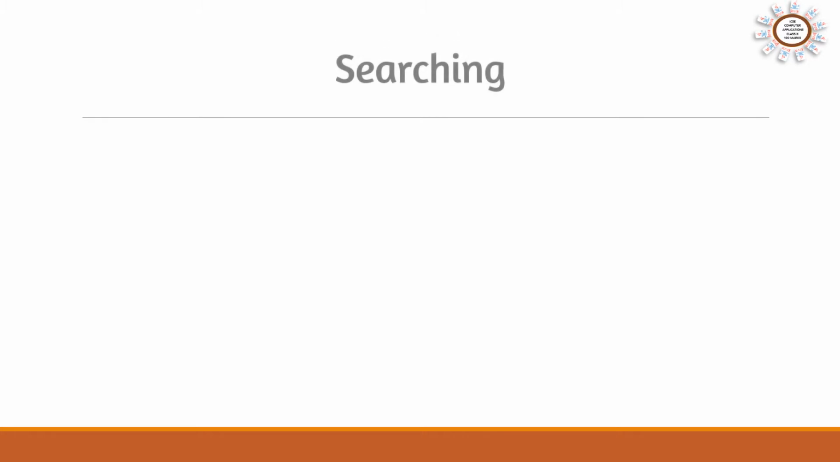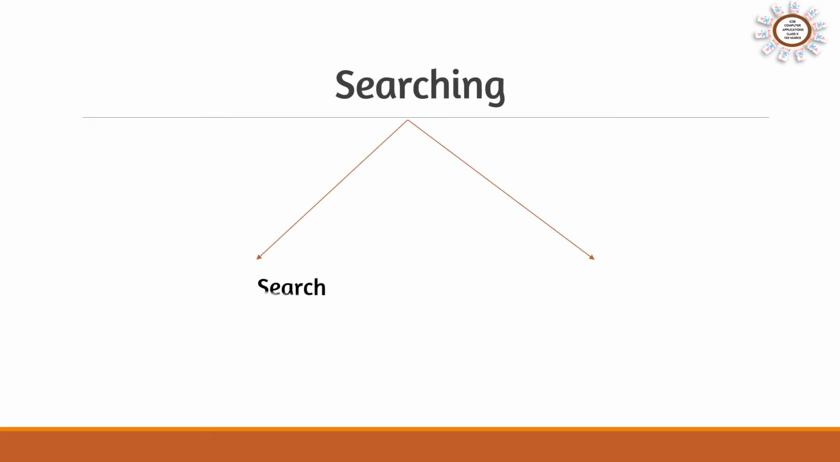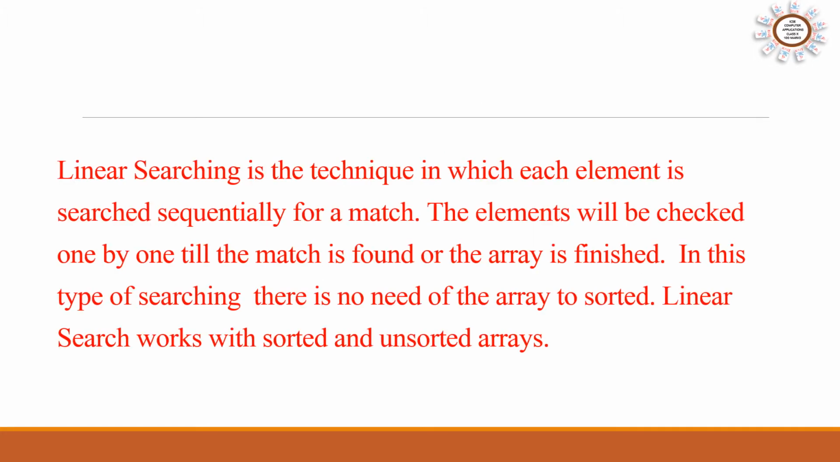And in Java, we have two types of searching, linear searching and binary searching. So mainly in this video, we will be discussing linear searching. Binary searching will be discussed in the upcoming video. So first of all, we can see what is linear searching.